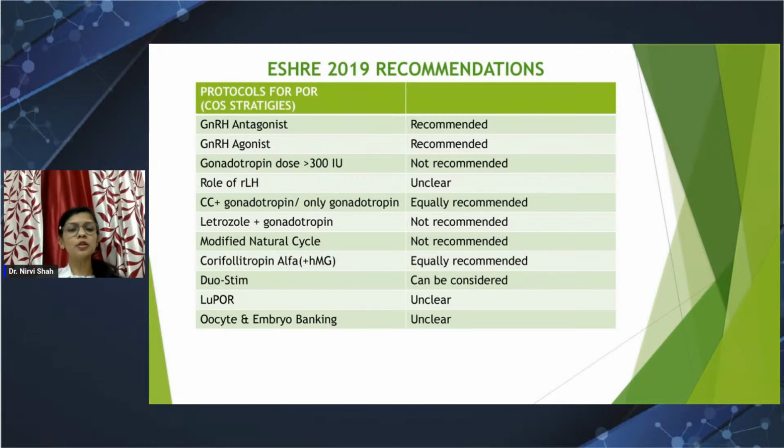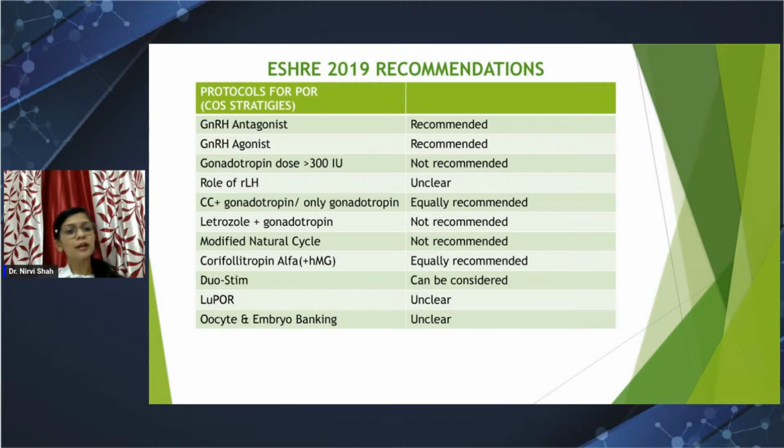Corifollitropin alfa is a new drug. It is a long half-life FSH which is very easy and patient friendly because it's just given on day 2 of the stimulation, and then obviously we do have to add HMG later on, but it is equally recommended.